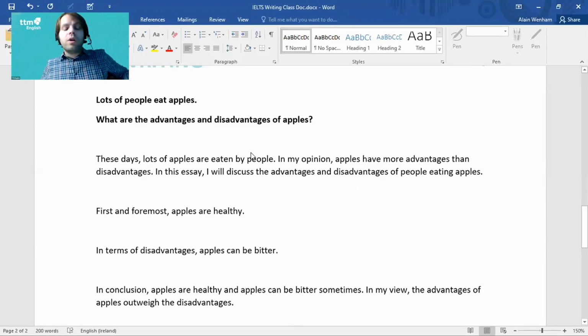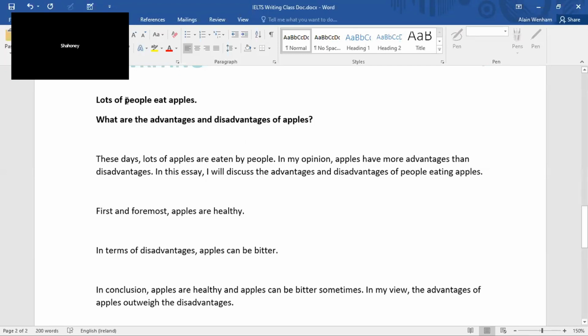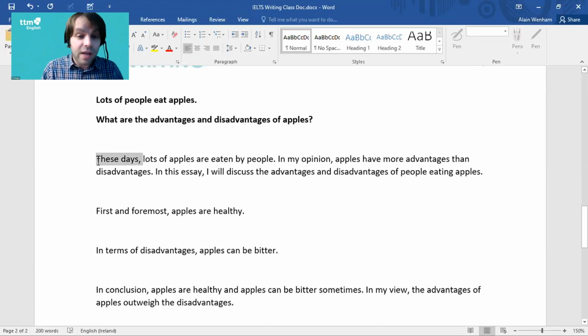No. One key thing with task achievement is that if they ask for your opinion, you need to give your opinion. But if they don't ask for your opinion and you give your opinion, you're going to fail on task achievement very, very hard. You're going to get level 5, maybe 4. Am I giving my opinion here? Does it say give your opinion here? No, right? So next week I'll be doing an entire week on IELTS writing.